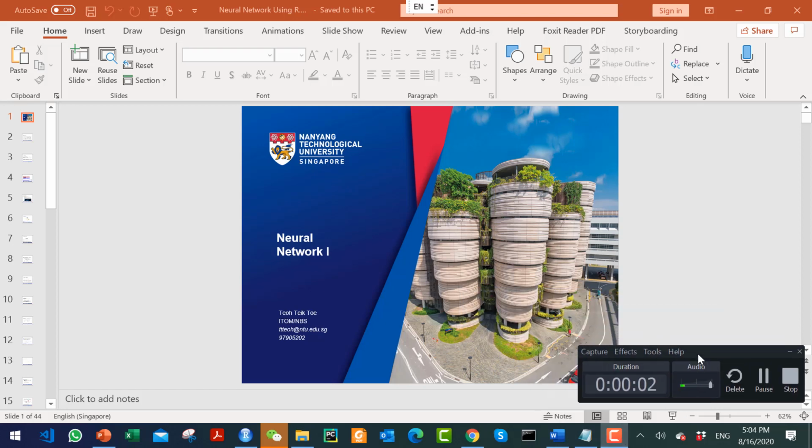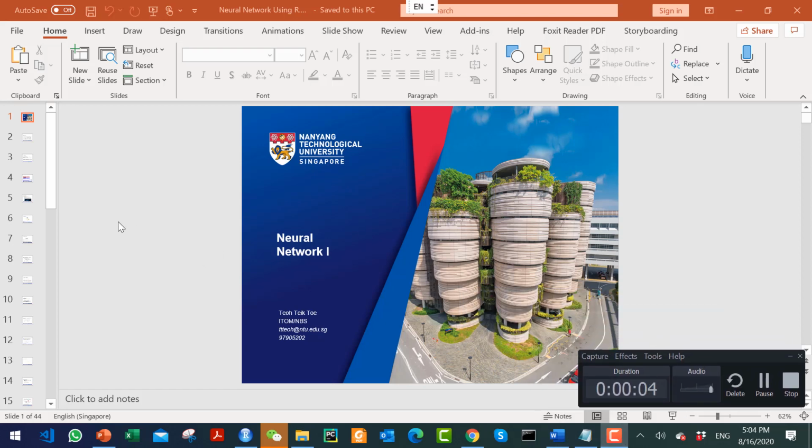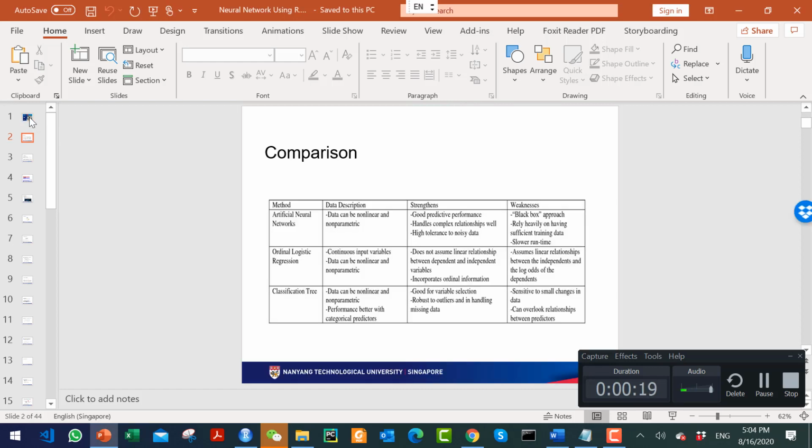Okay, this class is on neural networks. There will be two portions of this neural network topic. The first portion will be talking about R, and the second portion we're talking about Python using Keras. So, neural network. First we want to compare neural network with regression and the decision tree.